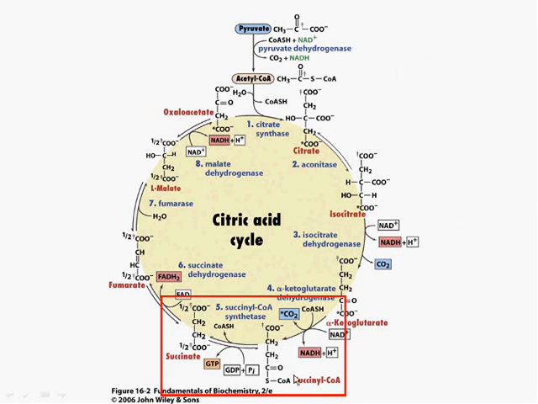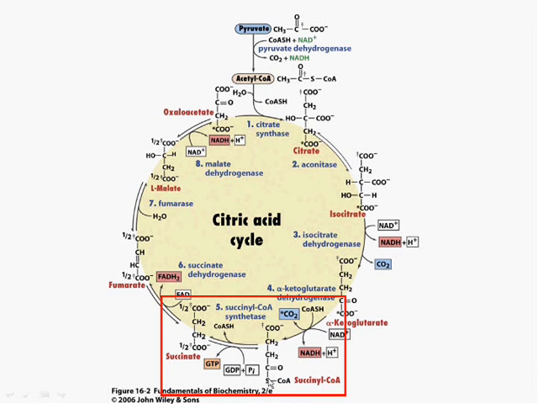Now that we have succinyl-CoA, let's look at the next reaction of the TCA, which is catalyzed by succinyl-CoA synthetase. In this reaction, the high energy thioester bond in succinyl-CoA is hydrolyzed, and the energy of it is used to bring GDP and phosphate together to make GTP. And this occurs in eukaryotes, whereas in prokaryotes, it's ADP plus phosphate to make ATP.